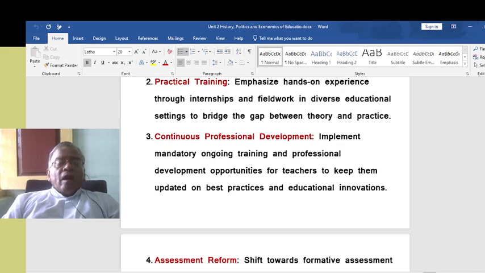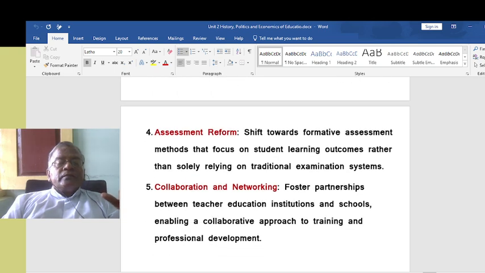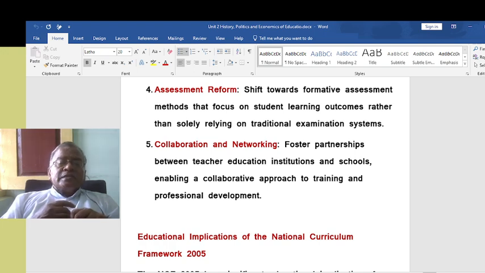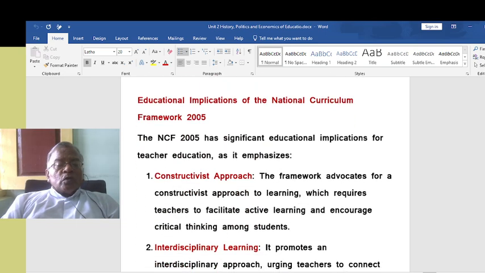Implement mandatory ongoing training and professional development opportunities for teachers to keep them updated on best practices and educational innovations. Then assessment reform. Shift towards formative assessment methods that focus on student learning outcomes rather than solely relying on traditional examination systems. Collaboration and networking fosters partnerships between teacher education institutions and schools, enabling a collaborative approach to training and professional development. What are the educational implications of the National Curriculum Framework 2005?